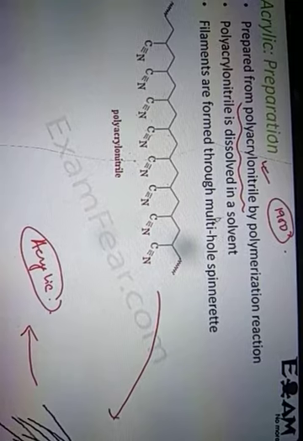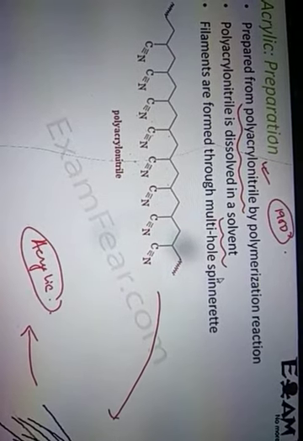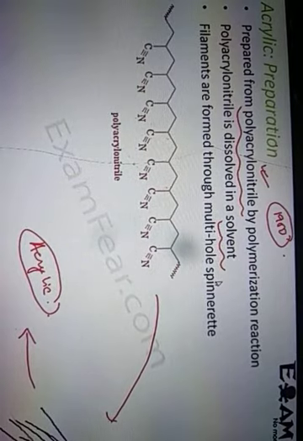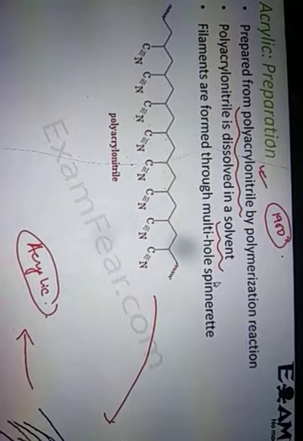So this is the polymer from which we are getting acrylic, that is polyacrylonitrile. And what are the solvents that are used in this process? Some of them are sodium thiocyanate or dimethyl formamide. These are the solvents which are used for this preparation.